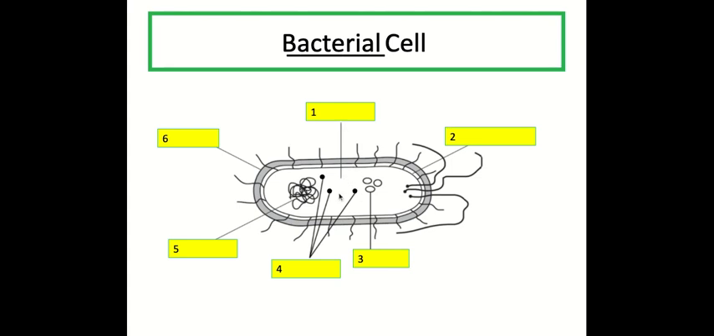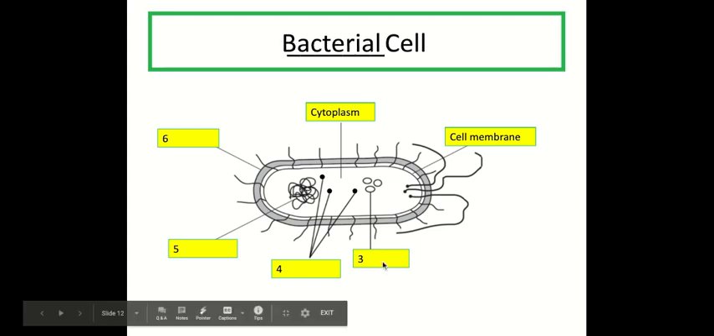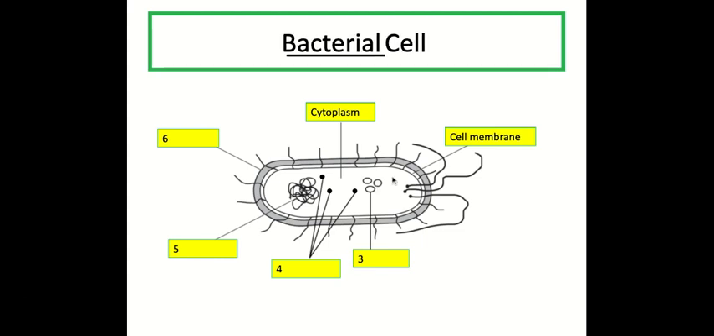So again, we have number one pointing to the white space, which means it'll be the cytoplasm. Number two is pointing to the inner membrane, or inner circle around the outside here, which would be the cell membrane. Now, number three is pointing to something that we haven't seen yet in any of our other three cell types. These are little rings, and these are called plasmids, and we'll come back to these when we do genetic engineering later in the course.